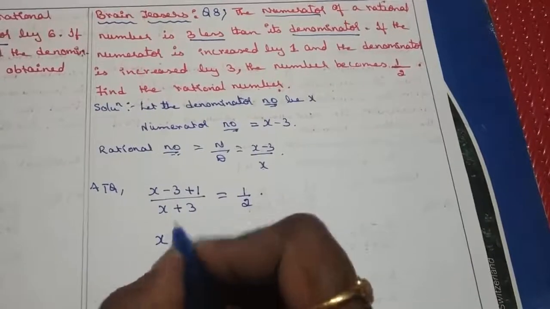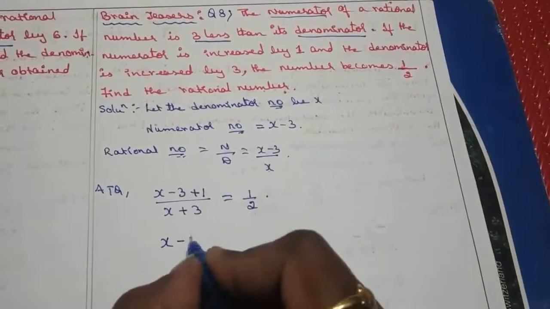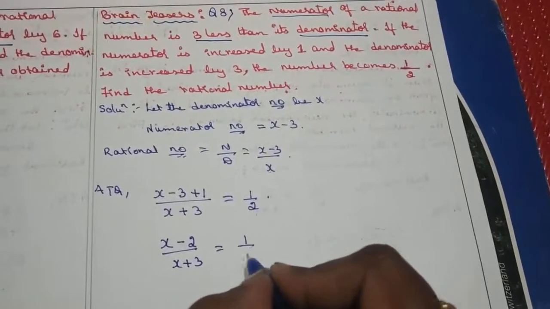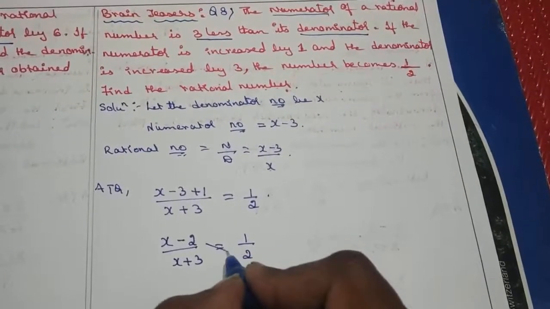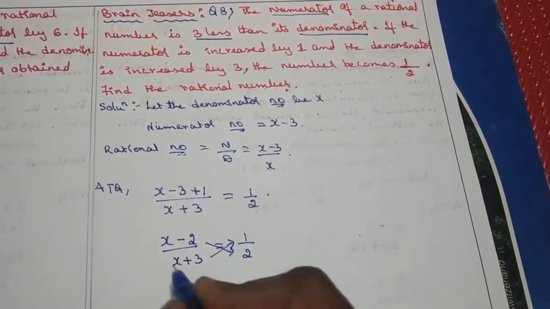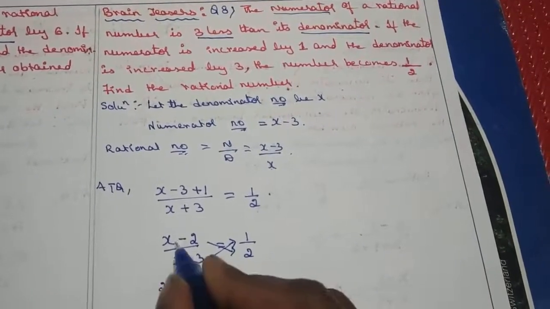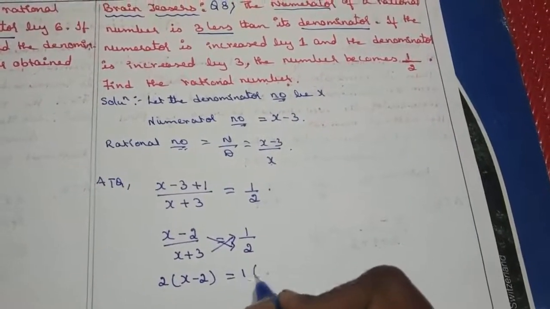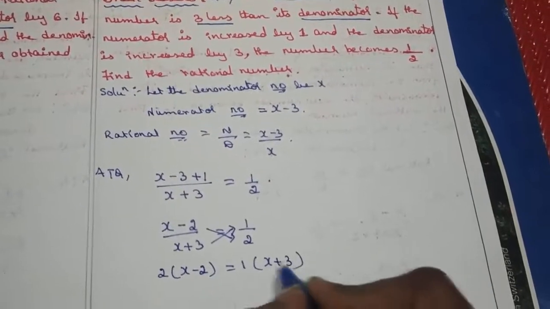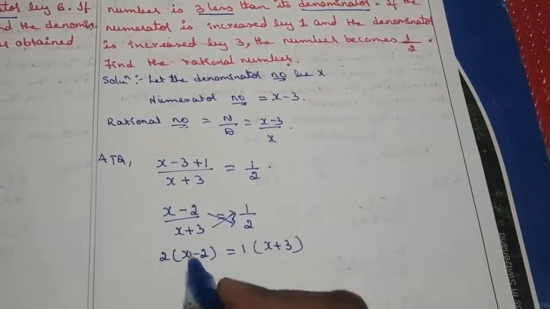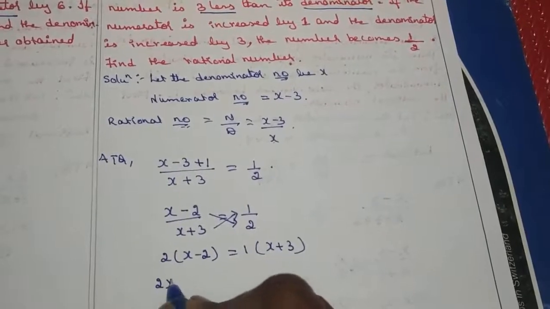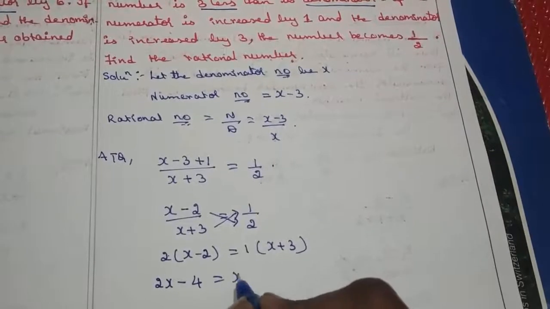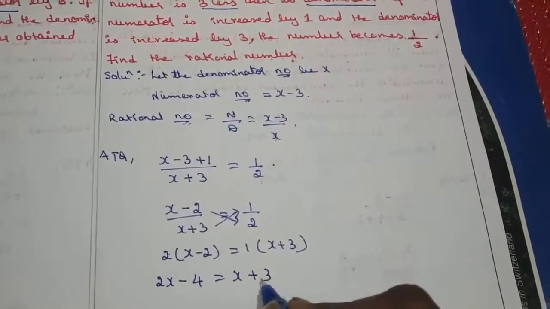So x minus 3 plus 1 is nothing but minus 2, divided by x plus 3, equal to 1 by 2. So further simplification is not possible. So we can cross multiply the numbers. So 2 into, since here we have a binomial, we need to put it in a bracket, equals 1 into x plus 3. So it's like a multiplication of a monomial with the binomial. 2 into x is 2x minus 2 into 2 is 4 equal to 1 into x is x plus 1 into 3 is 3.